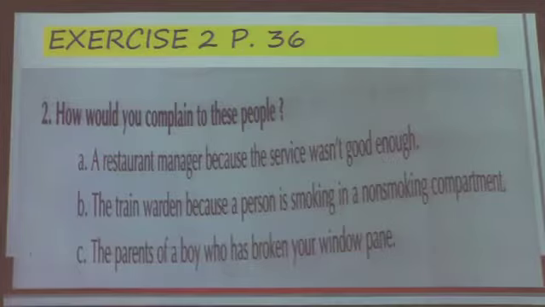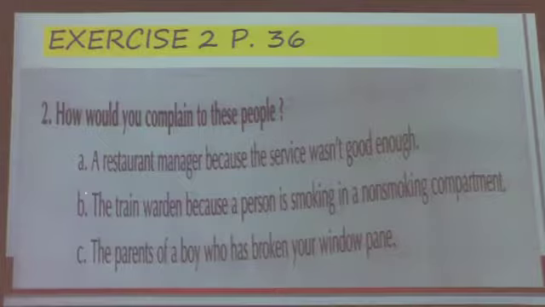So exercise number 2, it's on page 36. So here you are, exercise 2, page 36, textbooks, Take It English 1. So how would you complain to these people? You are going to complain, which means you don't feel at ease, okay? So for A, we have a restaurant manager, a person who manages a restaurant. You are going to complain because the service wasn't good enough. You were not satisfied about the service, okay?